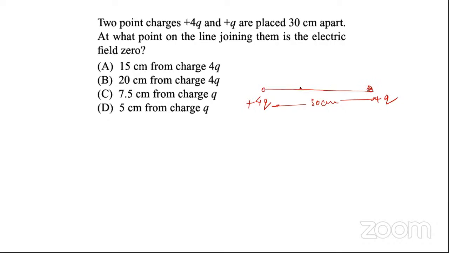So on this line, at some point, suppose over here, the electric field will be zero if the field because of plus 4q, that will be in this direction, and field because of plus q, that will be in this direction, both of them have to be equal. When they'll be equal in magnitude, then they'll cancel out each other and the field will become zero. So that's all you have to do. You have to take some variable distance r and then try to equate fields because of both of them. I'm giving you 1 more minute.